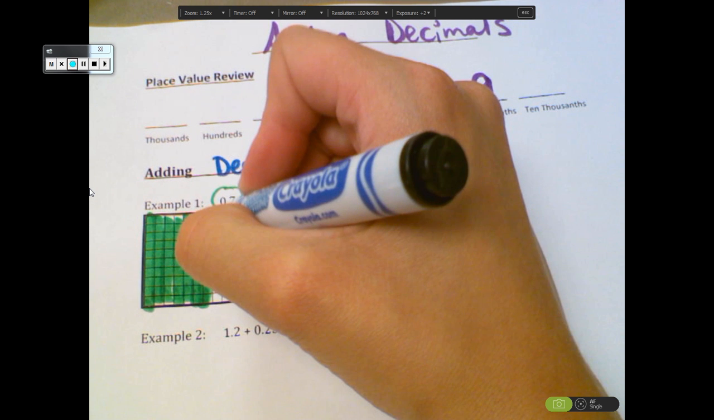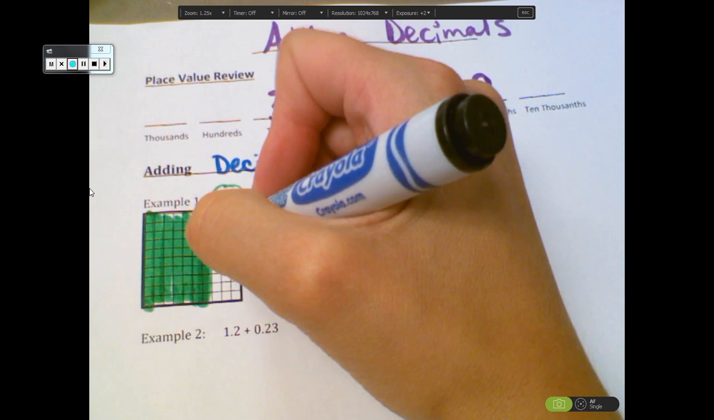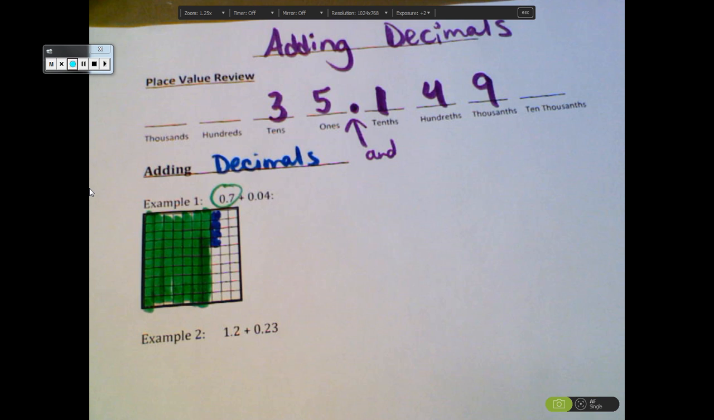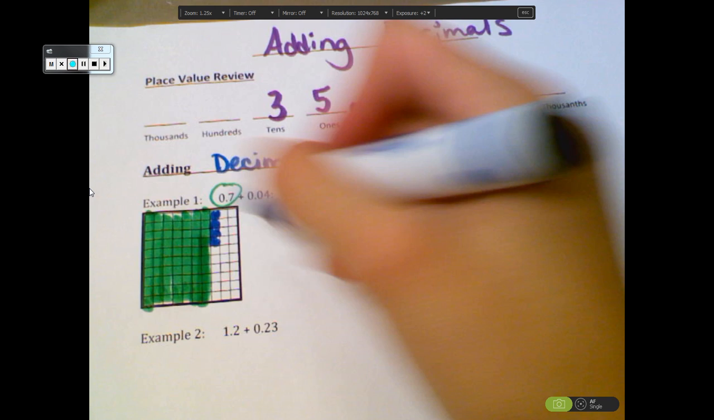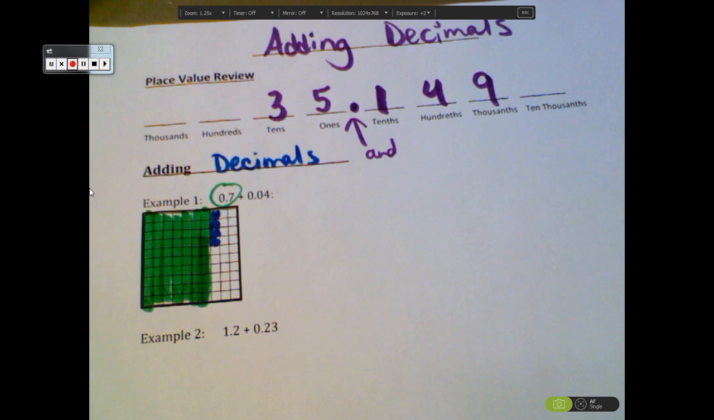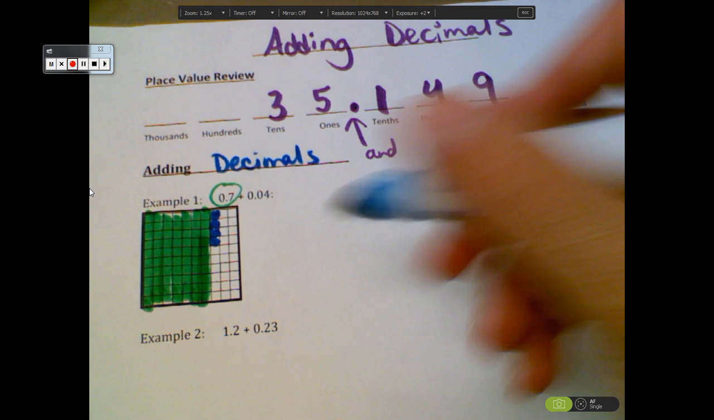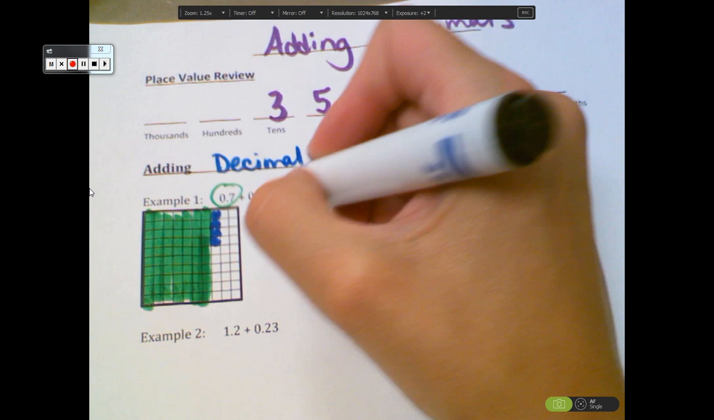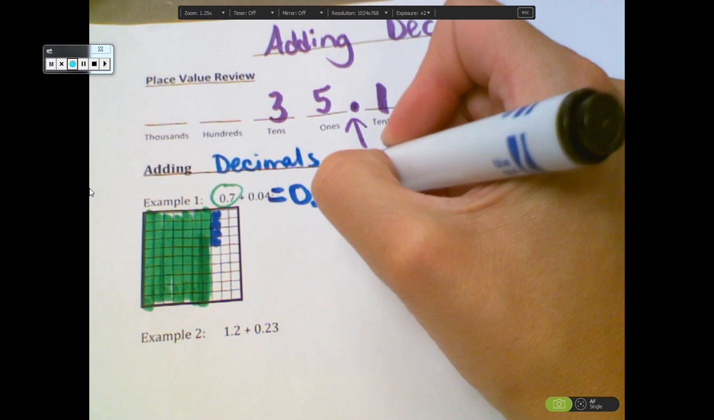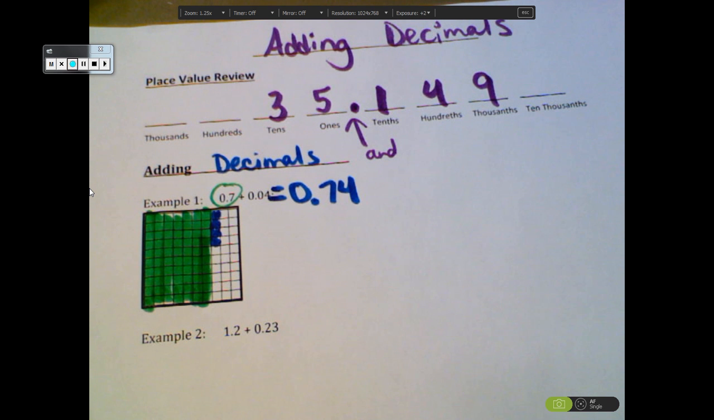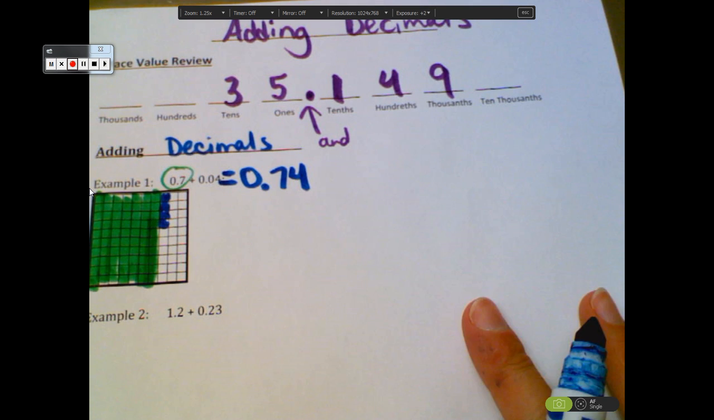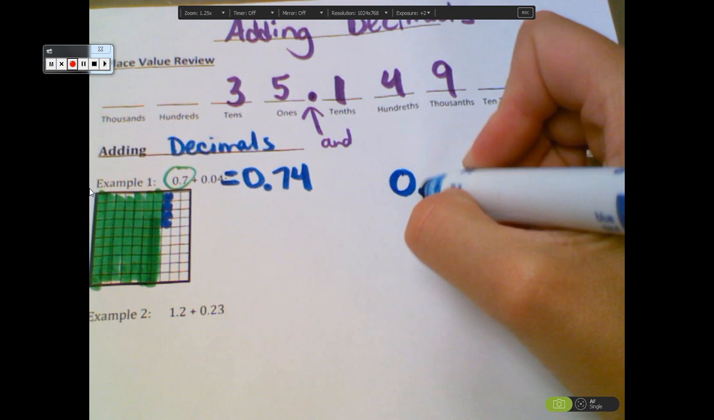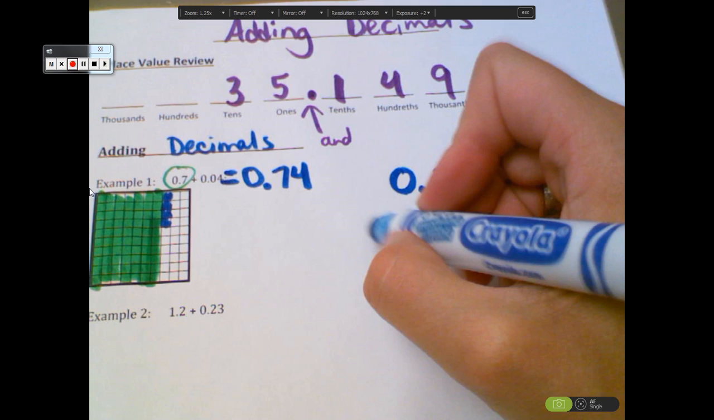1, 2, 3, 4. Now total, if we were to count this, we would have 74 little squares. 74 out of the 100, 74 hundredths. I know that my total answer here is 74 hundredths. But the real question is, how did I get there mathematically? I can't sit here and draw pictures every time. That would take forever. Well, what you do is you set up the two numbers, the two add-ins, on top of each other.